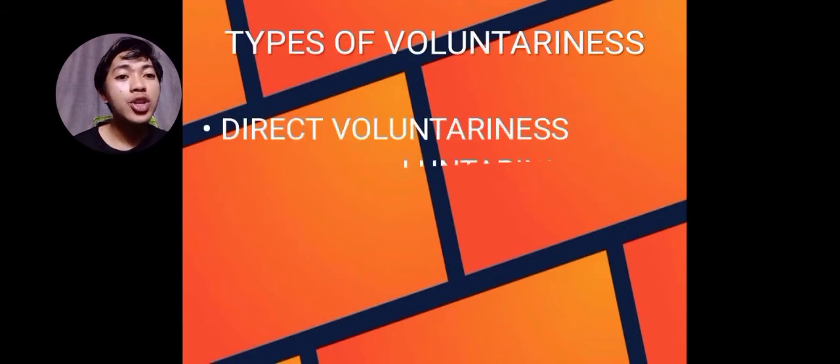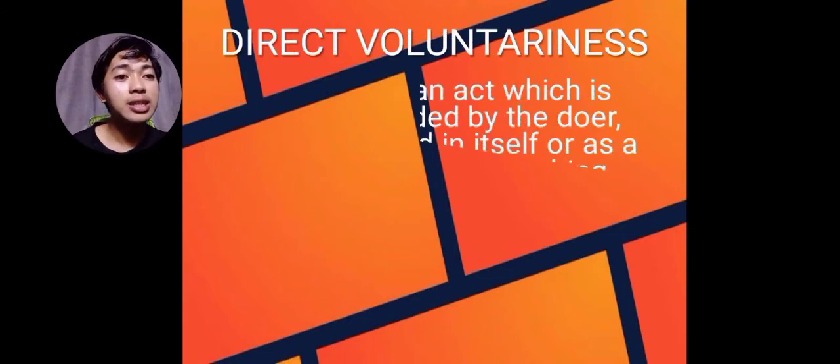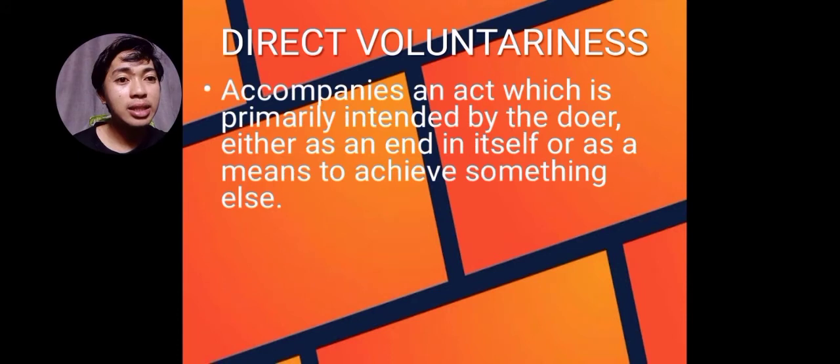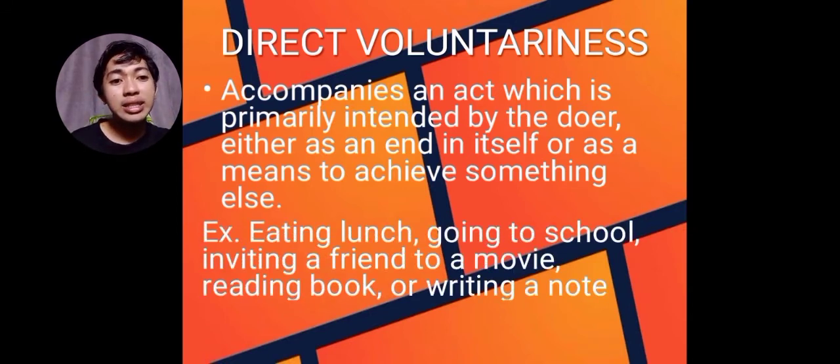So, the next is types of voluntariness. First one is direct voluntariness and the second one is indirect voluntariness. Direct voluntariness accompanies an act which is primarily intended by the doer either as an end in itself or as a means to achieve something else. So this refers to those actions na gi-perform sa isa ka doer voluntarily to achieve a direct result. Examples to that are eating lunch, going to school, inviting a friend to a movie, reading a book, and writing a note. So those are examples of direct voluntariness.